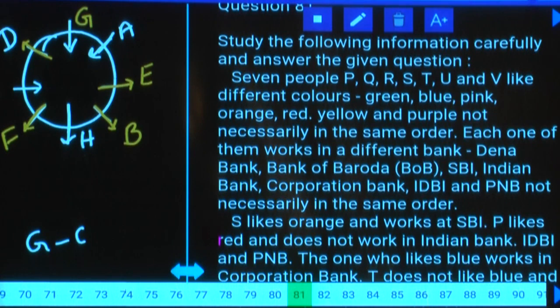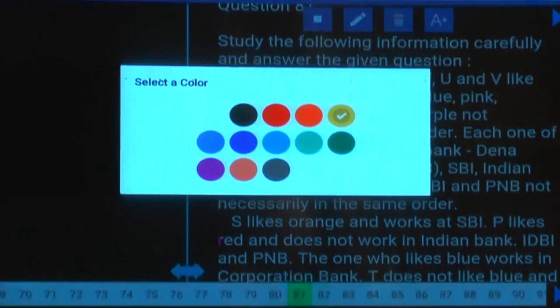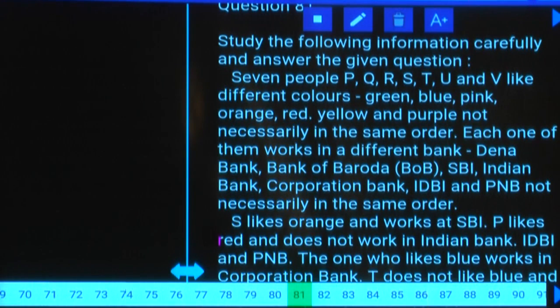Hence it comes under which category? 2 parameters, isn't it? Now 2 parameters because persons were given. Each of these persons likes a different color. Color is one of the parameters, and the next one is the bank in which they are working. Bank is the second parameter. Hence whenever it comes under 2 parameters, how to represent the data? First we need to fix the persons here. Tell me who are the persons? P, Q, R, S, T, U and V.